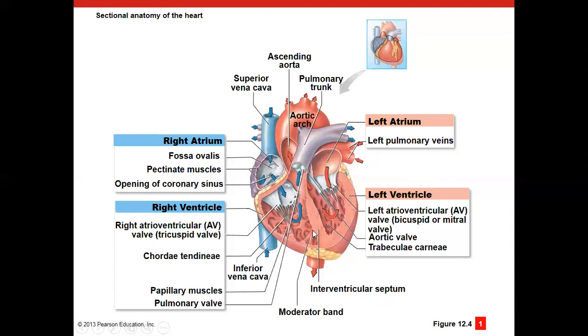So a couple other structures here. There's the interventricular septum between the two ventricles, right? The wall between them. The interatrial septum, you can kind of see it here, but it separates the right and left atrium. So there's a wall between the atria, a wall between the ventricles, and then valves between the atria and the ventricles.